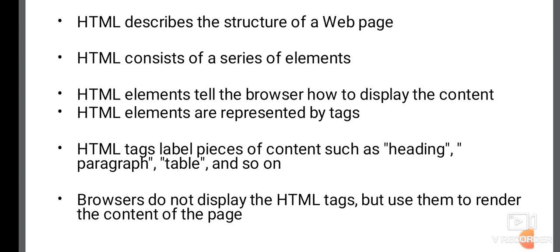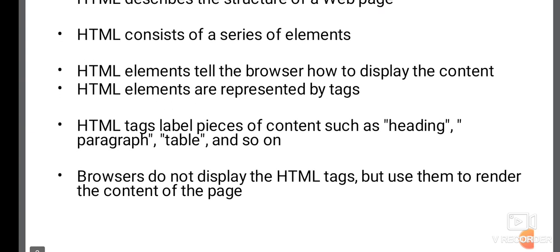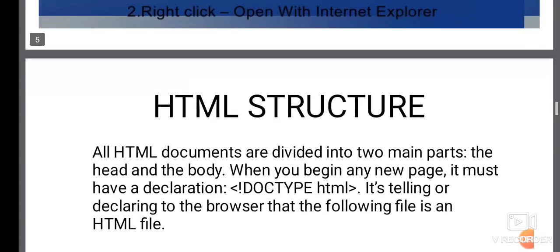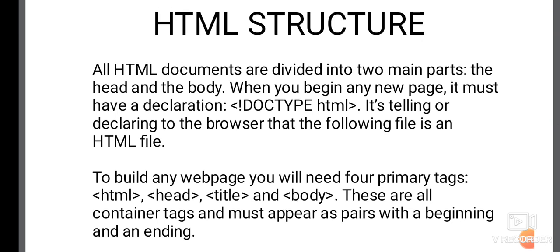Now, to write an HTML program, first of all, you have to open a notepad, and in the notepad, you have to type your program. After typing the program, you save it with the extension .html. Once your file is saved, to execute that particular file, when you double click it, it will automatically be executed in the Internet Explorer window. So now we will see the structure of HTML.